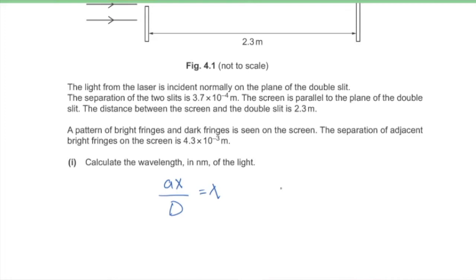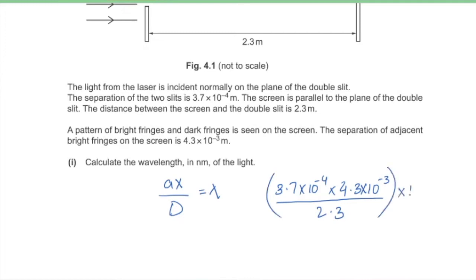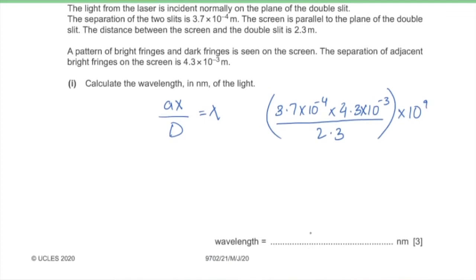So distance between two slits is 3.7 into 10 to the power of negative 4 meters, into distance between adjacent bright fringes, 4.3 into 10 to the power of negative 3 meters, divided by distance between the slits and the screen, 2.3 meters. This will give us the wavelength in meters, so we need to multiply that by 10 to the power 9 to convert that to nanometers, and you get a wavelength of 690 nanometers.